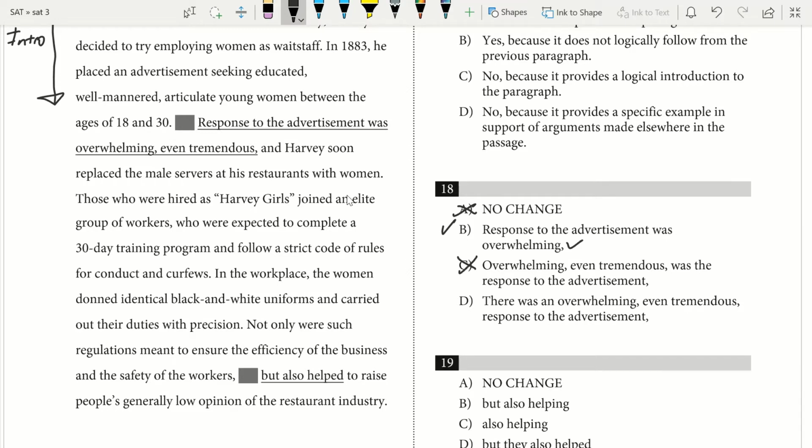And I look at D, we have overwhelming and tremendous, so I'm not going to pick it. So my answer is going to be B.